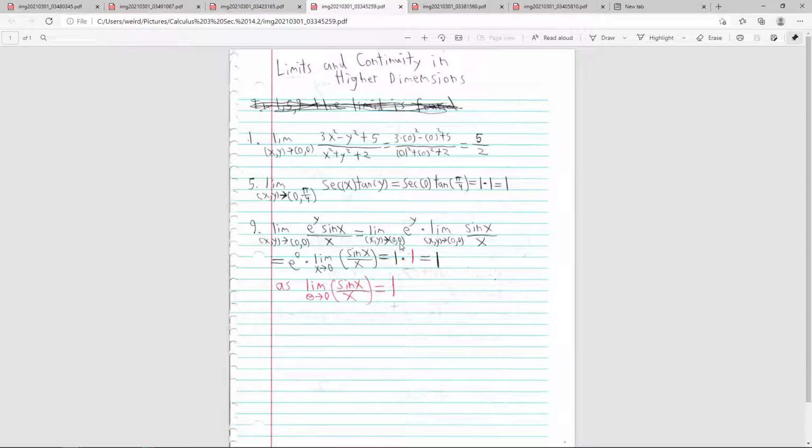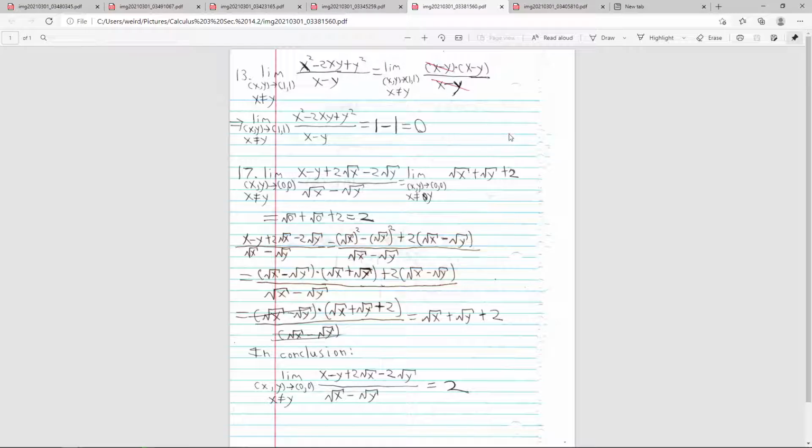The limit as (x, y) approaches (0, 0) of e to the y, times the limit as (x, y) approaches (0, 0) of sine x over x. That's e to the 0, evaluating y as 0, times, and this can be simplified down to just x, because that's the only variable present, the limit as x approaches 0 of sine x over x, which is equal to 1 times 1, because e to the 0 is 1. So it's equal to 1 again, like the first problem.